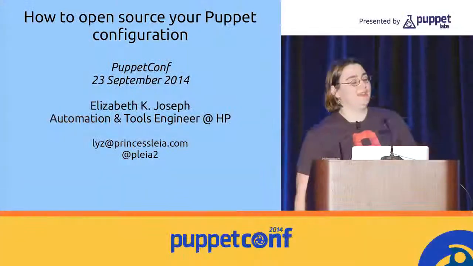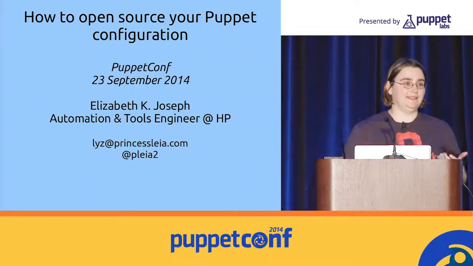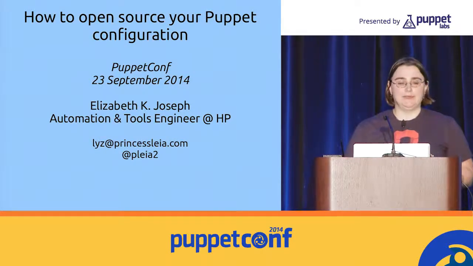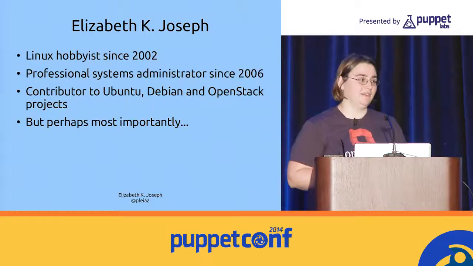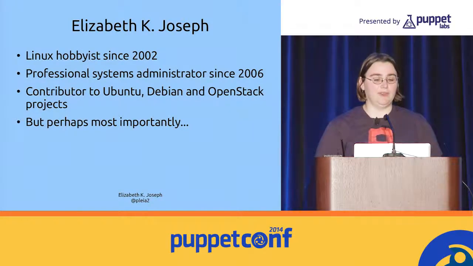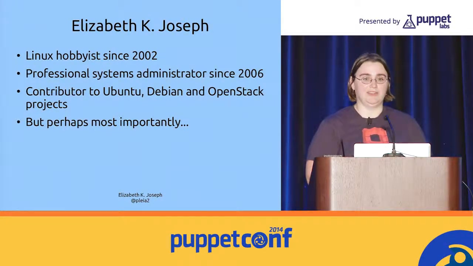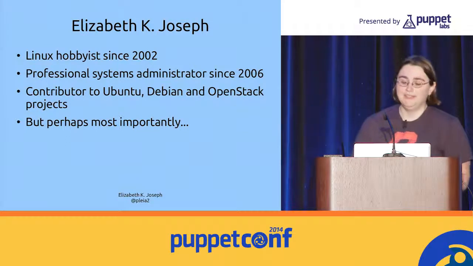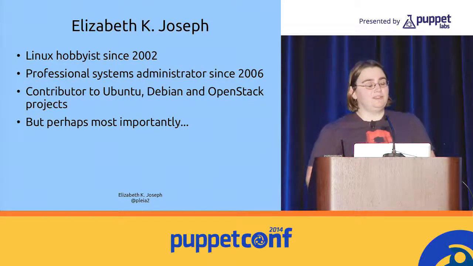So just to start out, a little bit about myself: I've been working as a Linux hobbyist for about 12 years. I started working as a systems administrator in 2006 when I got a job with a small tech services provider in Philadelphia. From there, I started working on a lot of open source projects. Over the years, I've been working on Debian, Ubuntu, and these days I work a lot on OpenStack.